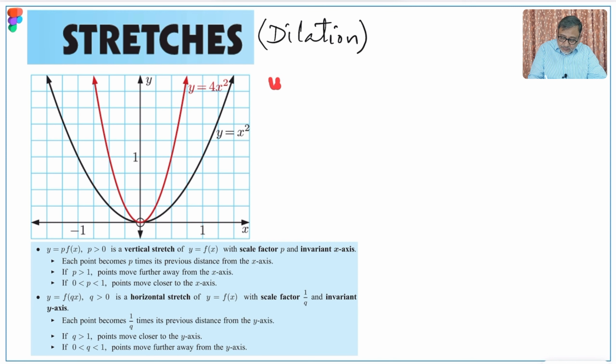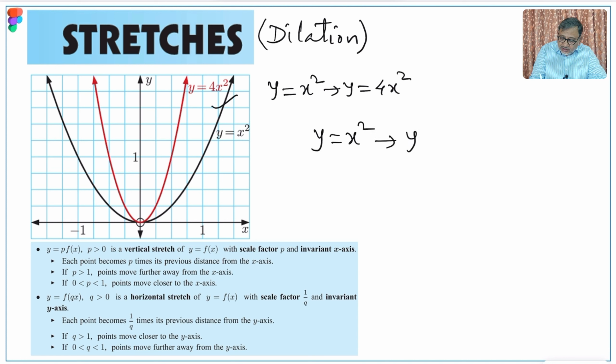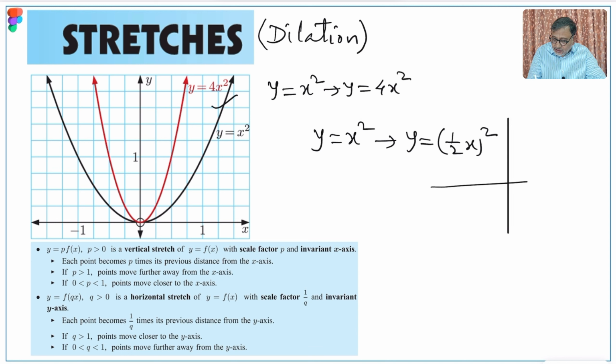See, suppose let me write it, y is equal to x square is your graph, then y is equal to 4x square you have seen here. Now for x I will show you, y is equal to x square. Now suppose you change it to y is equal to (half x) square. Now we are multiplying x by a fraction. So when you multiply x by a fraction, the graph will get pulled away from the y-axis, right?